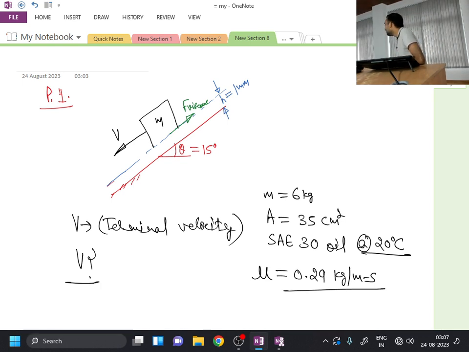6g sin theta. Okay, 6g sin theta you are talking about. So you have done the force balance also. I want to find out the value of viscous force in terms of velocity. How to find out?